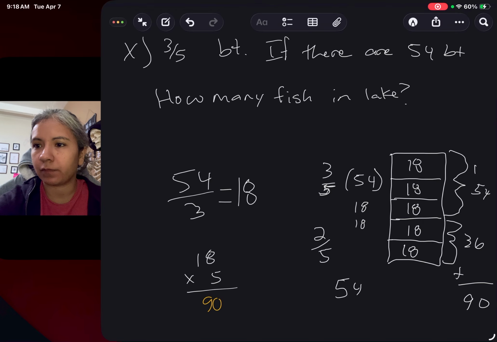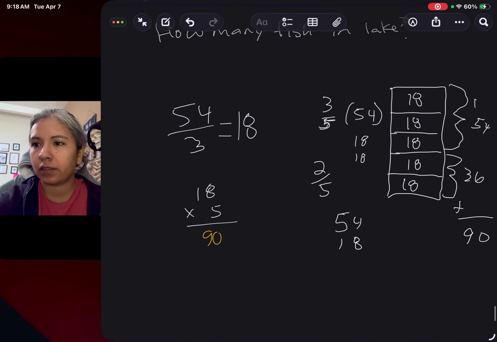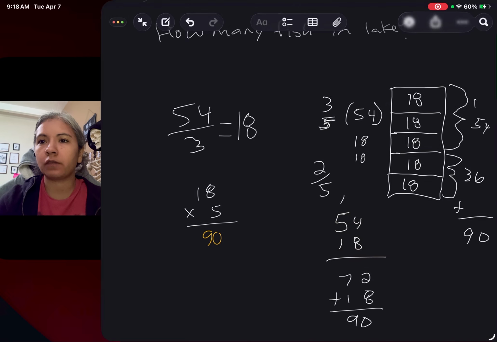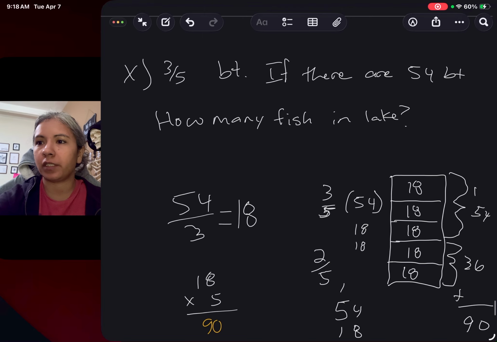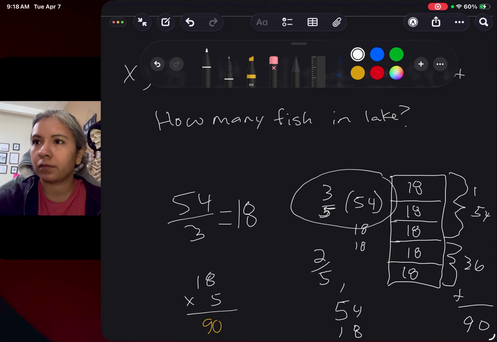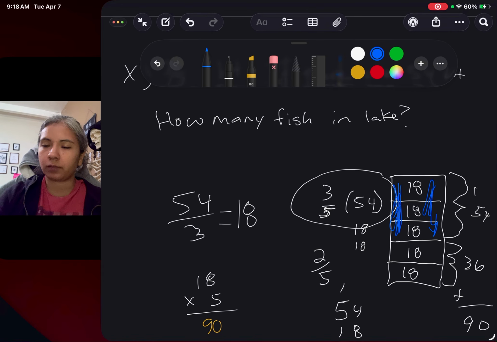Or you can do the 54 and 18, and then add the last 18. So all of these give us 90 fish in the whole lake. But we got this from knowing how many there were in the 3/5 part, right? So we knew how many in this part. But like I said, you could have drawn a pie chart if that would have been more helpful.